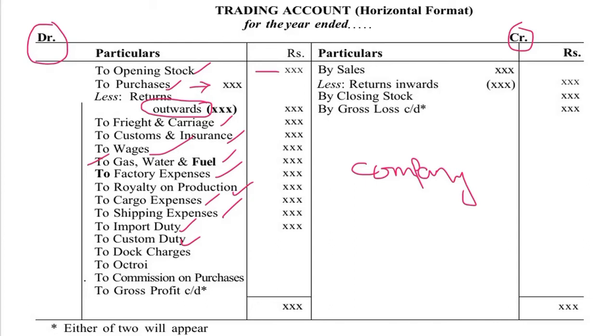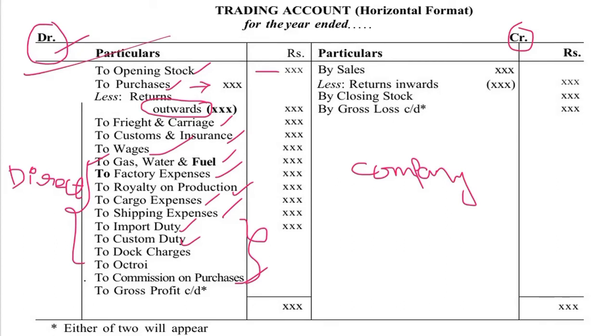And not only up to here, commission on projects, purchases, there are a lot of things which come under the debit side. Simply I will say, guys, these are the direct expenses, which we are going to buy directly. Gas, water, fuel and factory expenses, whatever things you buy directly, so it should be direct, guys. If it is direct, then we can say that it comes under the trading account debit side, guys.